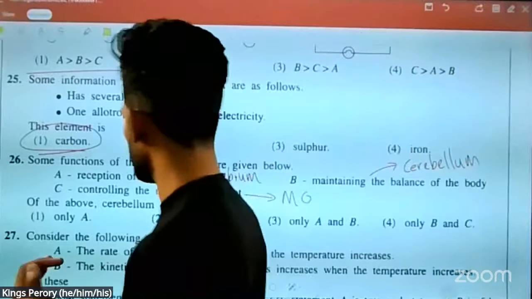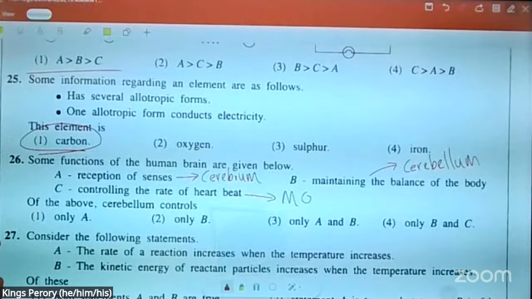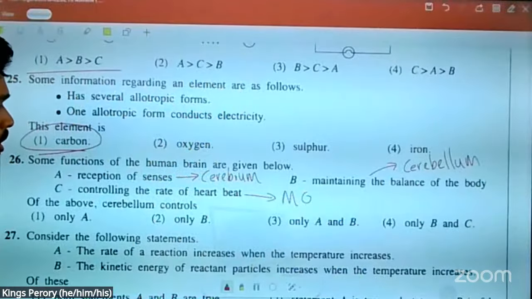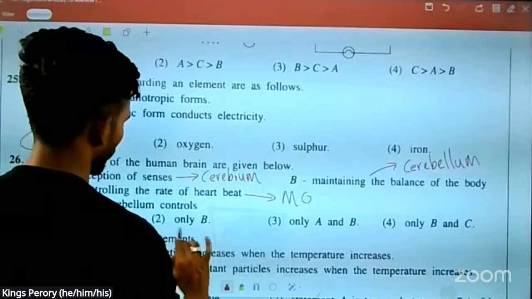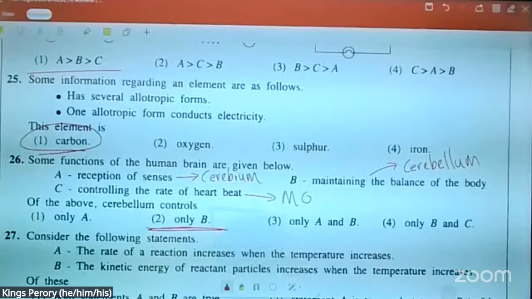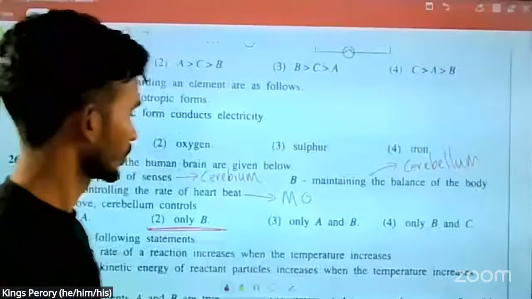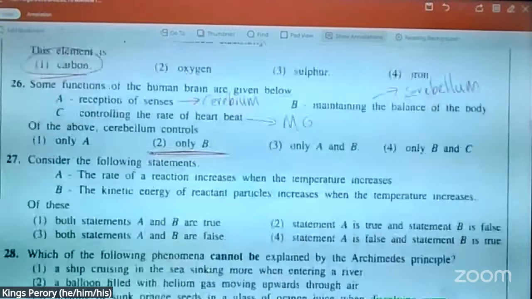Now what's the question asking? Of the above, the cerebellum controls maintaining the balance of the body, that is answer B. Only B. Answer 2. Question 27.